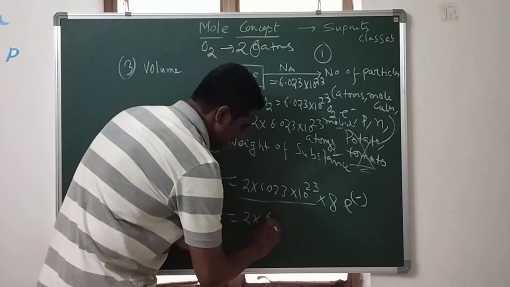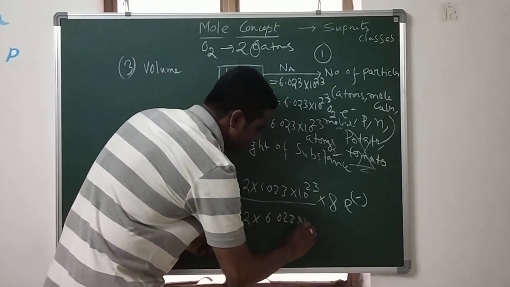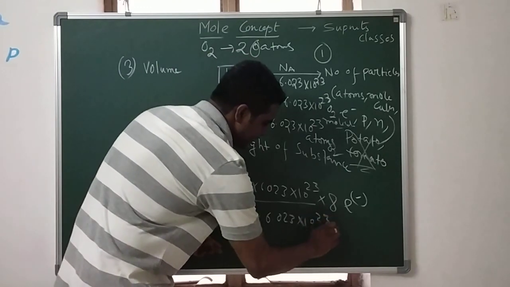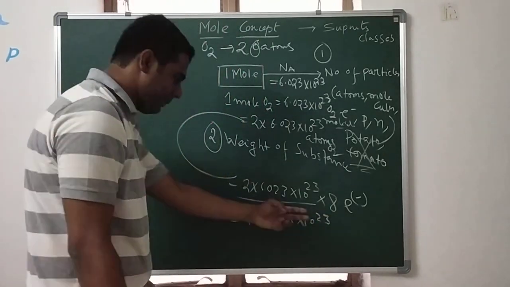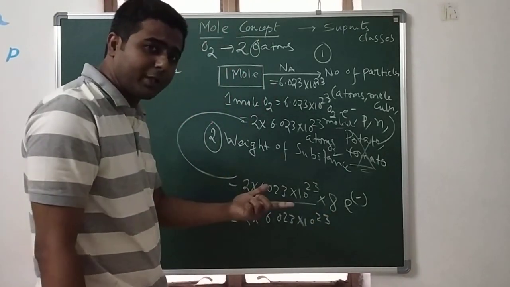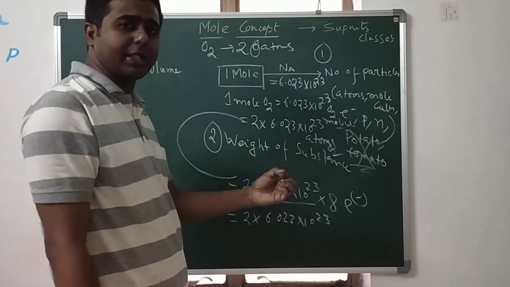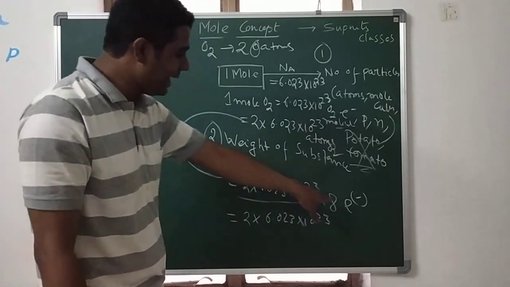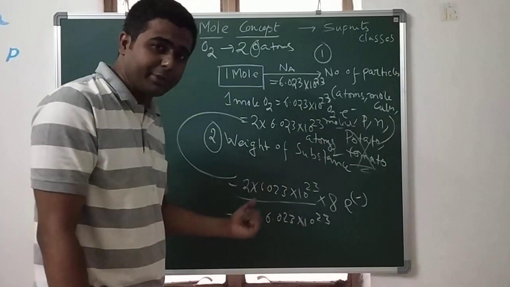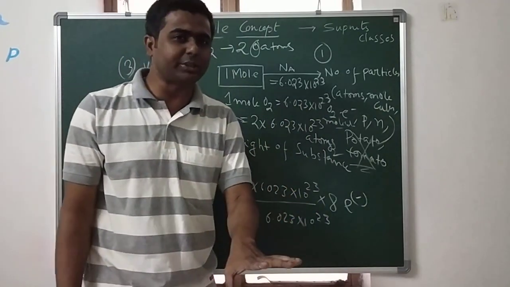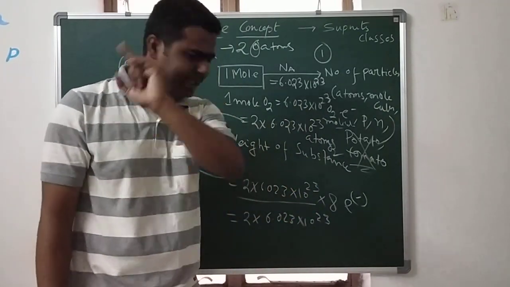2 into 6.023 into 10 to the power 23 atoms of oxygen are there. How many atoms are there? How many electrons are there? In 1 atom of oxygen, 8. We have already multiplied. Now we are coming to protons. So how many protons are there in 1 atom of oxygen? 8 again.